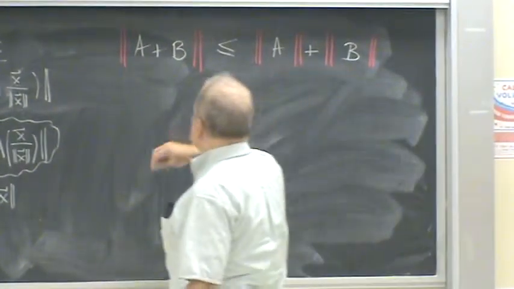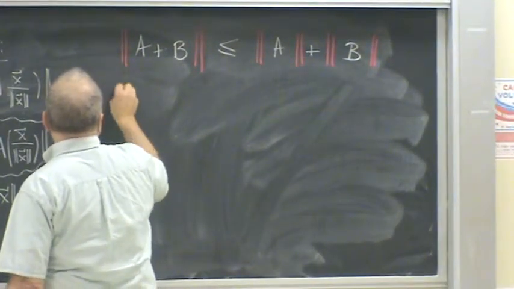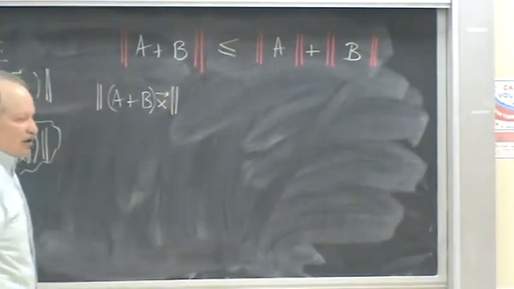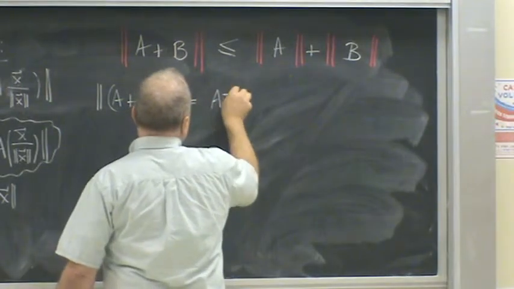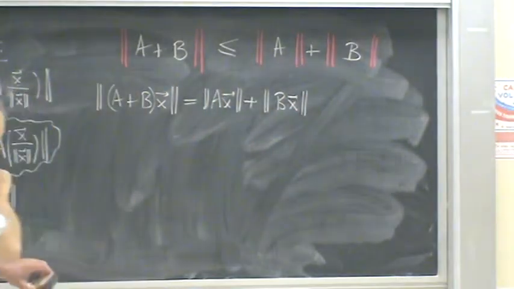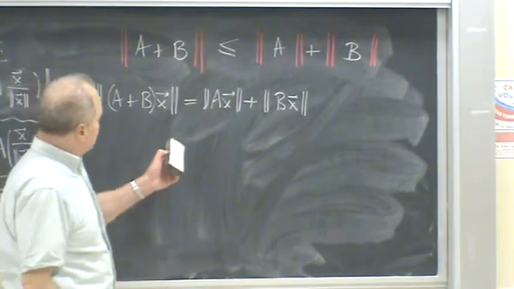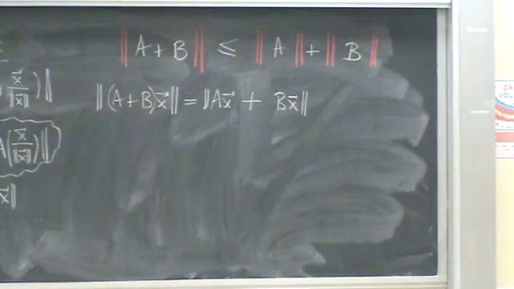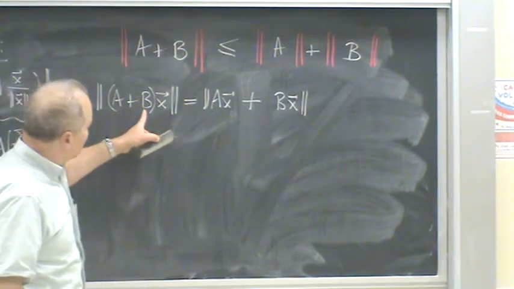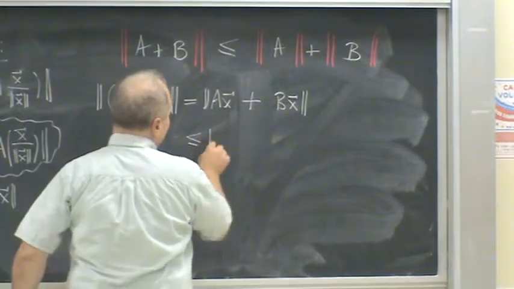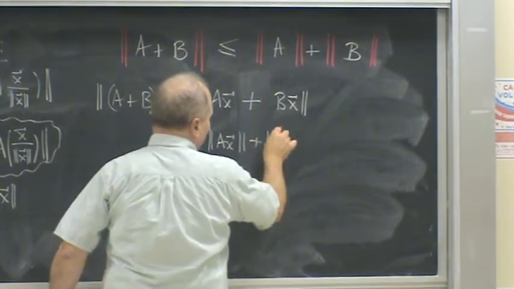So what's the proof of this? Well, let's look at A plus B times x and take the length of that vector. This is the length of the vector Ax plus Bx. Typo, I was ahead of myself. And now you guys already saw the triangle inequality. That's where I was, sorry about that.